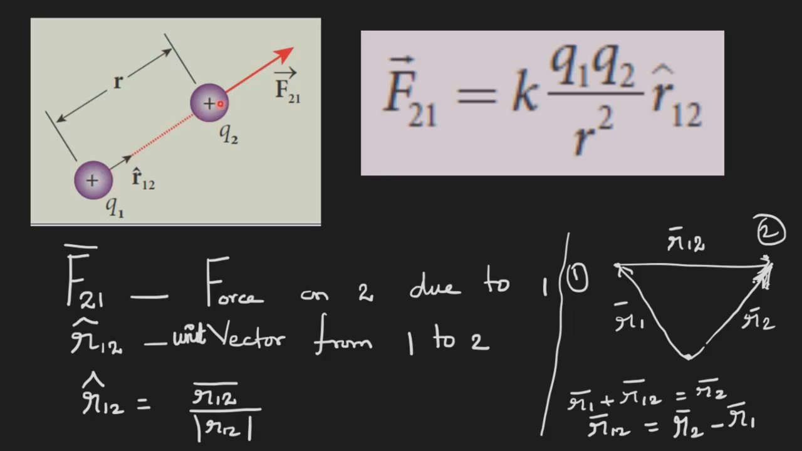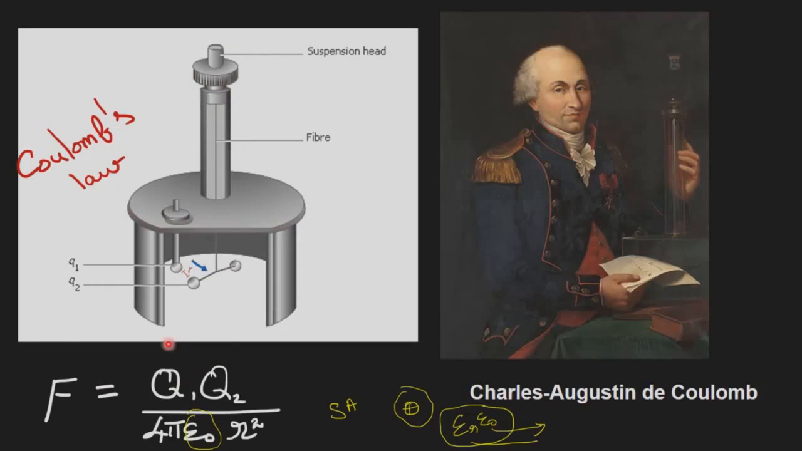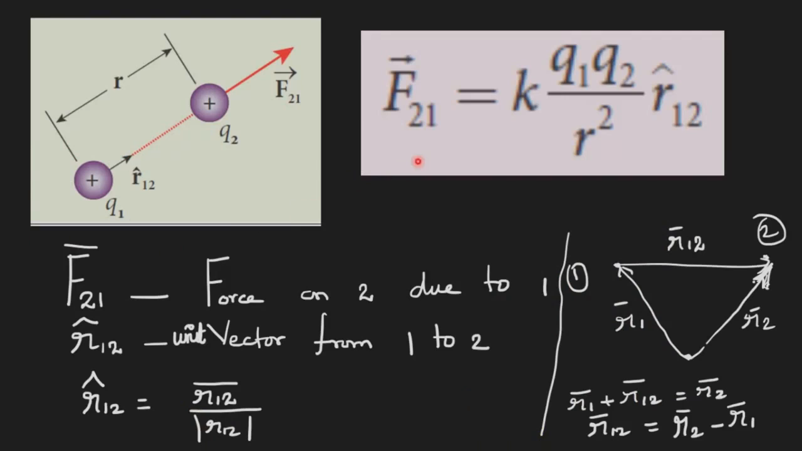First of all, I find its vector representation. It is represented by the F21 vector. It means the force on charge Q2 due to Q1. It is acting along the R12 cap direction, from charge Q1 to Q2. Next, the magnitude of force between the two point charges expression we already know. Substitute here, then multiply by R12 cap, and then we get the F21 vector, acting along the R12 cap direction from charge Q1 to Q2.